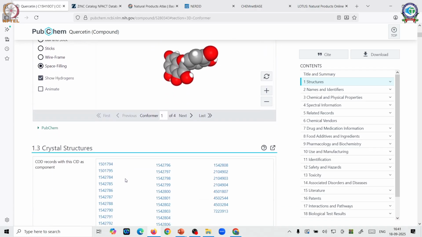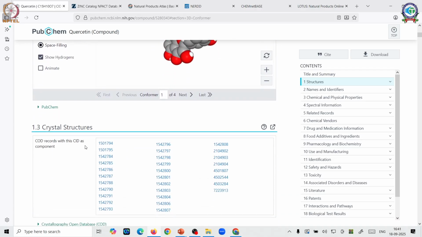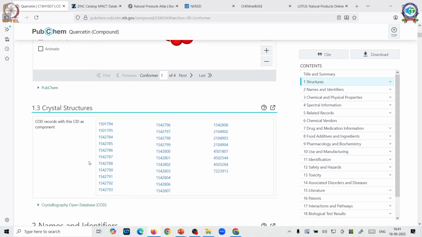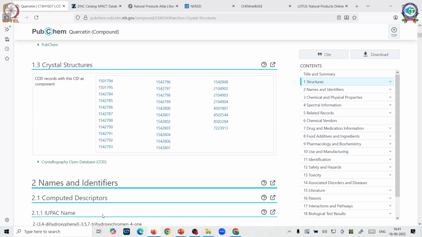Now we go to the crystal structure. These are all the crystal structure records. When you purify any phytochemical, it will not always settle into one particular crystal conformation. Depending upon the solvent, the temperature, its state of hydration, and what all interactions it is undergoing, you might come up with different crystal forms. So all these crystal structure details are brought in here, through the Crystallography Open Database.